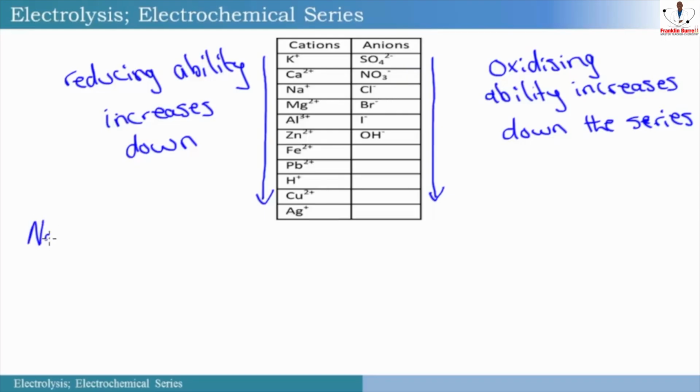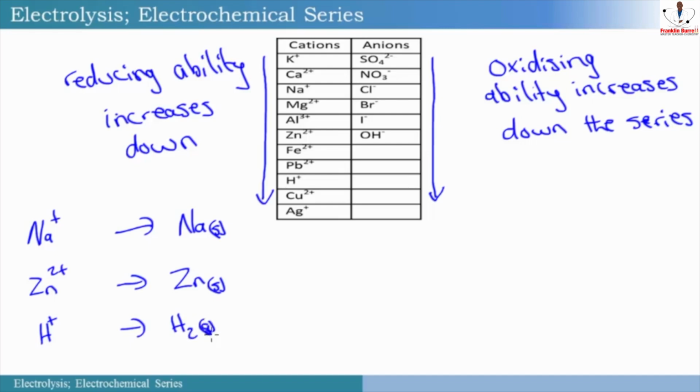Let's look at, for example, sodium ion, which forms sodium atom. Let's look at zinc 2+, which forms zinc solid. And let's look at hydrogen H+ ion, which forms H2 gas. And finally, let's look at copper 2+, which forms copper atom. In terms of reducing ability, all of these positive ions will be reduced because they are accepting electrons.